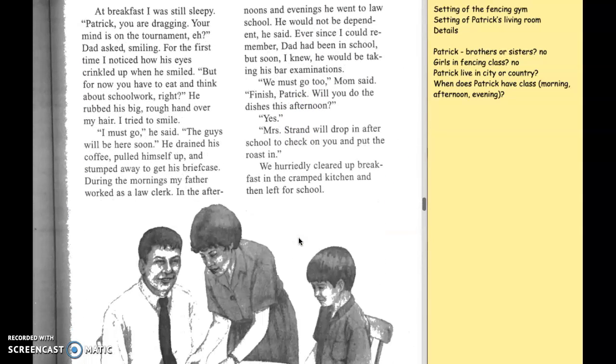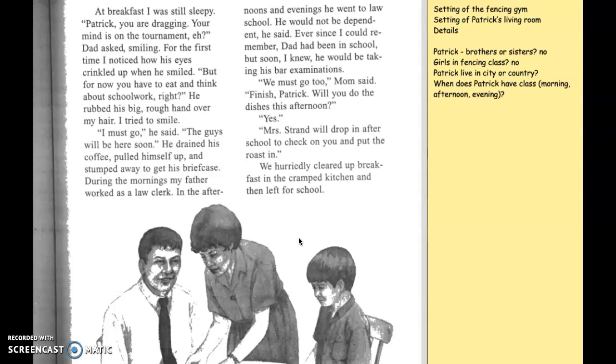At breakfast, I was still sleepy. Patrick, you're dragging. Your mind is on the tournament, eh? Dad asked, smiling. For the first time, I noticed how his eyes crimpled up when he smiled. But for now, you have to eat and think about schoolwork, right? He rubbed his big, rough hand over my hair. I tried to smile. I must go, he said. The guys will be here soon. He drained his coffee, pulled himself up, and stumped away to get his briefcase.